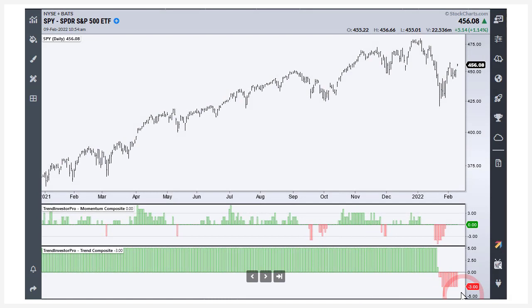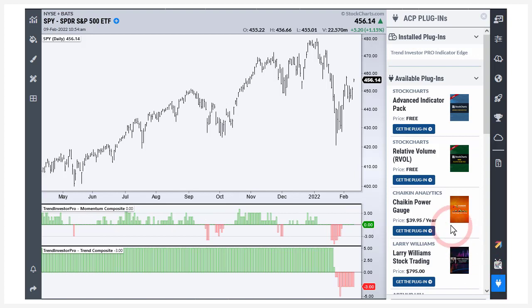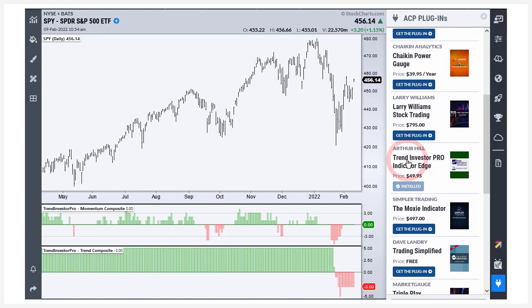And if you want to know more about the Momentum Composite, there's a plugin icon at the lower right. Click on that icon and you can scroll down, and there is a link with information on the Trend Investor Pro Indicator Edge plugin. There are 11 indicators in this plugin.